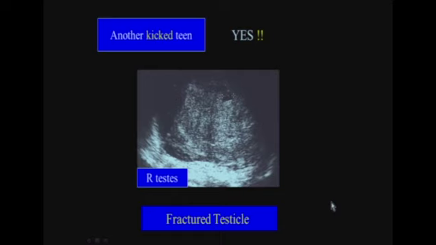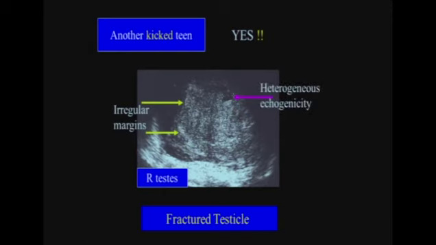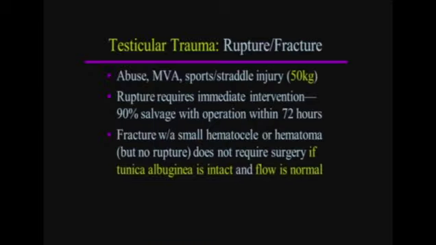Now, how do I know it's a fractured testicle? Because it has irregular margins. It also has this echoless heterogeneous area within it, but it is the non-smoothness of the scrotal wall that intimates the breakage of the tunica albuginea, which is a very, very thick covering, and when it fractures, one will see the testicle is no longer maintaining its routine shape.